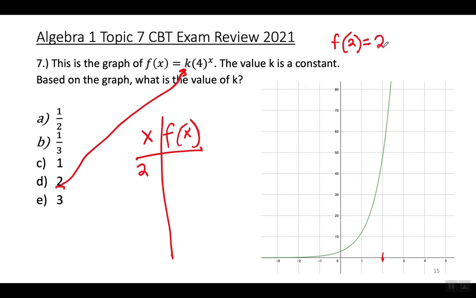So if k is 2 and x is 2, will this give me a number close to 50? All right, so 4 to the second power is 16. 16 times 2 is 32. So if k equals 2 in this function, when x equals 2, f of x is going to equal 32. That's around here somewhere. That's not on there.